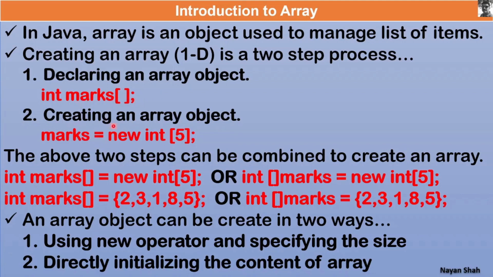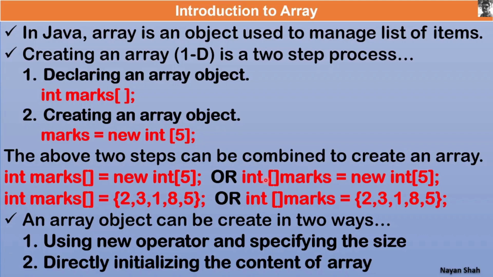We can even combine these 2 statements together and create the array object in one statement using int marks is equal to new int of size 5, or we write int square bracket first and then marks is equal to new int of 5. That is the size of the array. The only difference is the placement of these square brackets. This is the opening and closing square bracket. Here we have written it before the array name, and here it is written after the array name.